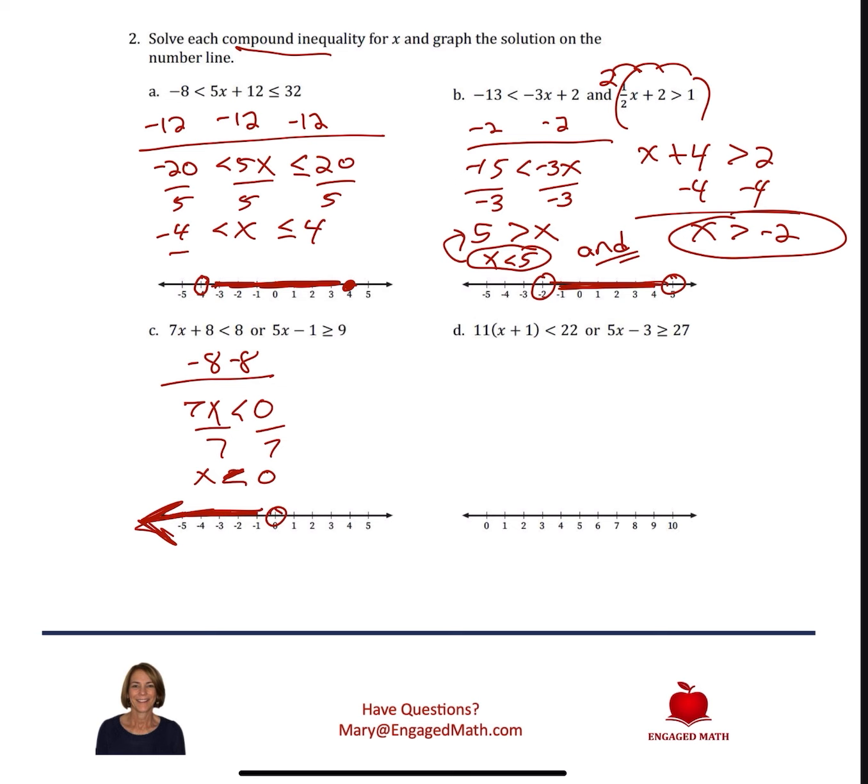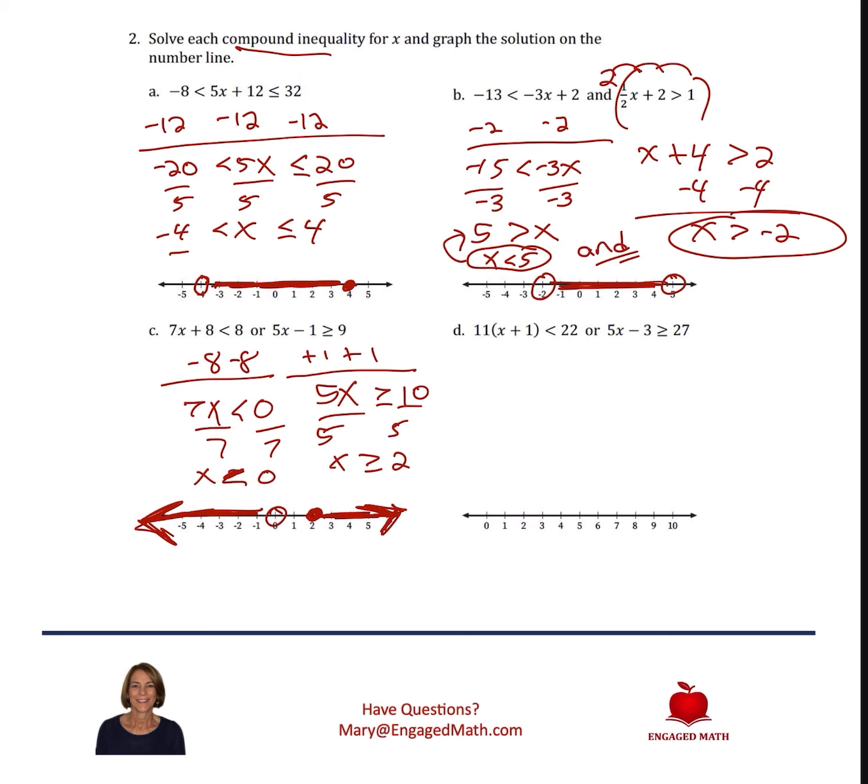Or meaning if the value works in this inequality or the other one, we're in good shape and it is a solution. So the next one, we're going to add 1 to both sides and we get 5x is greater than or equal to 10. Divide both sides by 5 and we're going to get x is greater than or equal to 2. So we go to 2, put a solid circle this time because of the or equal to, and shade to the right. Every one of those shaded portions works either in the left-hand or the right-hand inequality in C. It doesn't have to work in both. It's either or. Or means as long as it works in one of the inequalities, we're good to go and we have a solution.